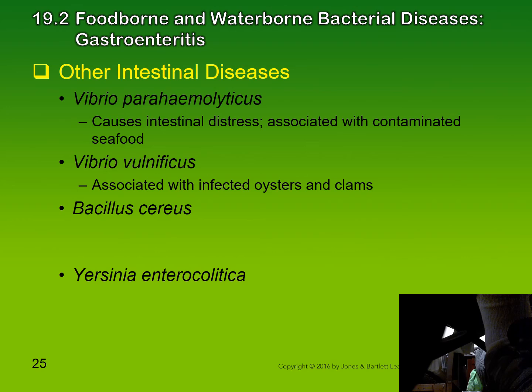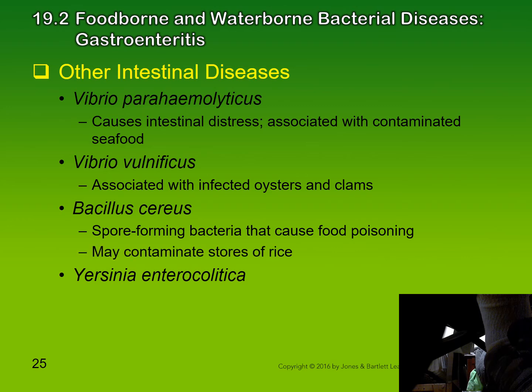Vibrio vulnificus infects oysters and clams. Bacillus cereus is a spore-forming bacteria which can cause a number of different food poisonings. They're going to be the basic food poisoning symptoms, though. Bacillus cereus can infect very dry things like rice, and Yersinia enterocolitica causes fever, diarrhea, and abdominal pain.